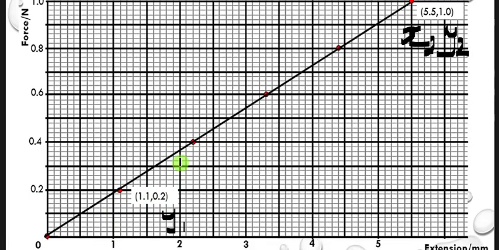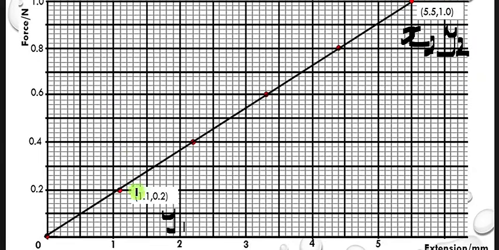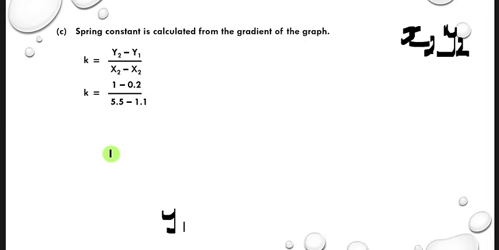All right. Then from there, what I did was this, guys. It is to substitute these. So you come here, you put y2 was 1, y1 was 0.2, over x2 was 5.5, then x1 was 1.1. So 5.5 minus 1.1, then when you evaluate, the answer is 0.2 as your spring constant.